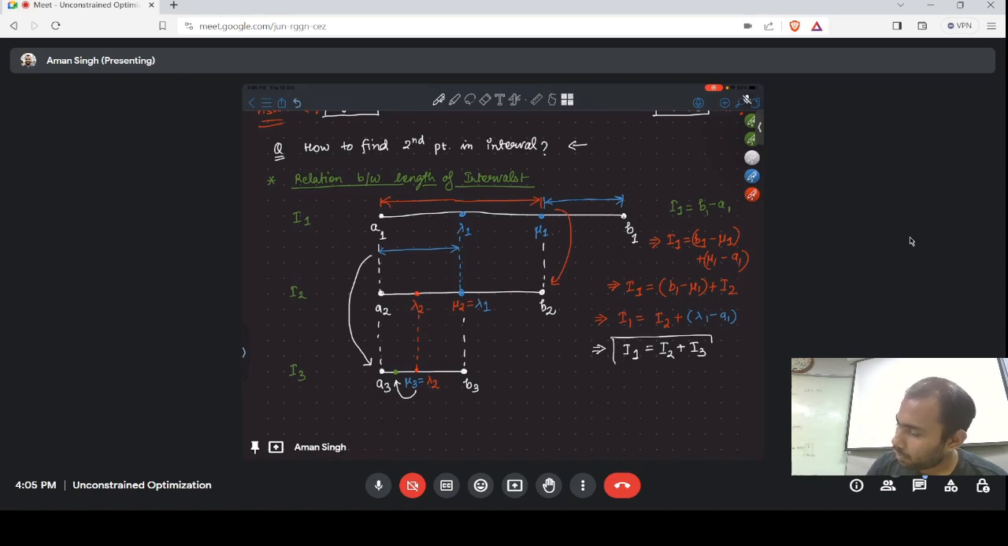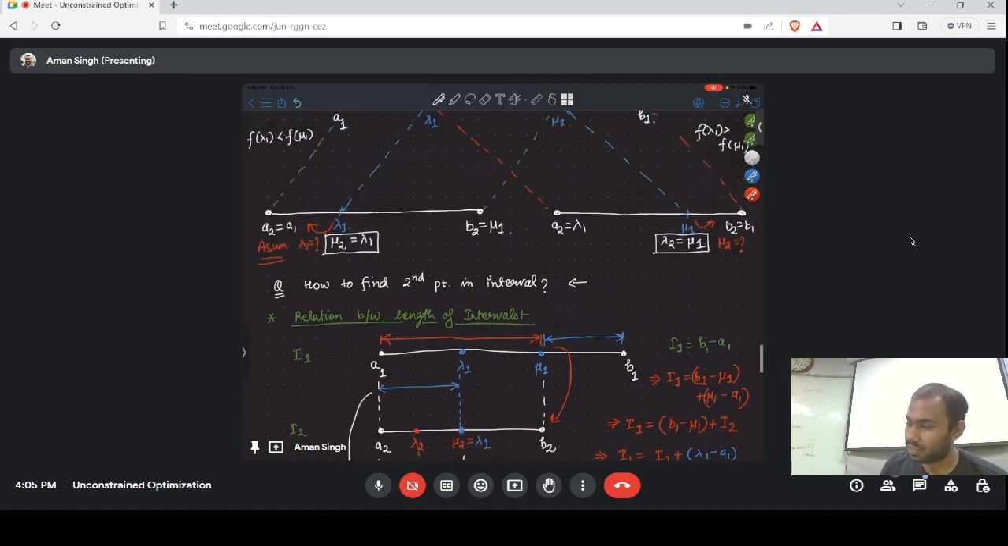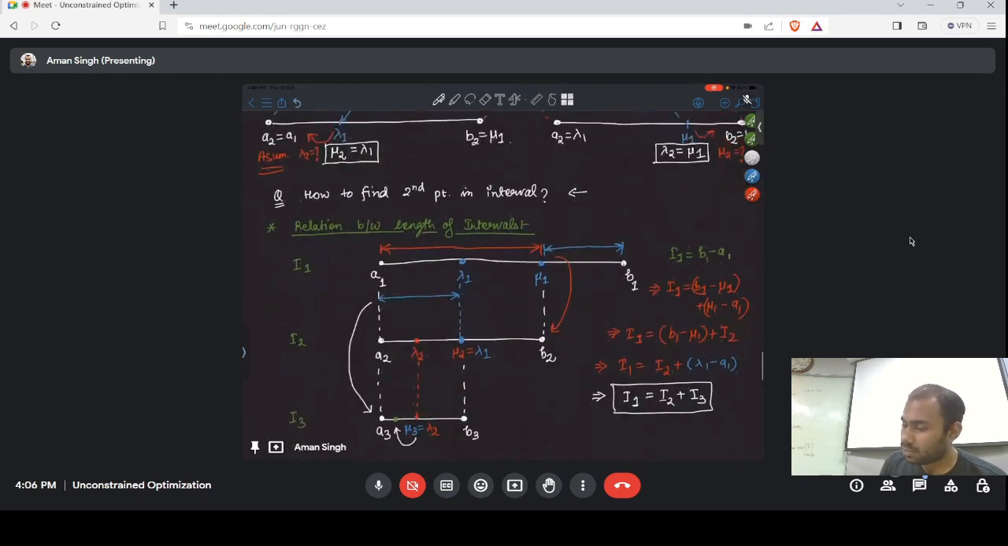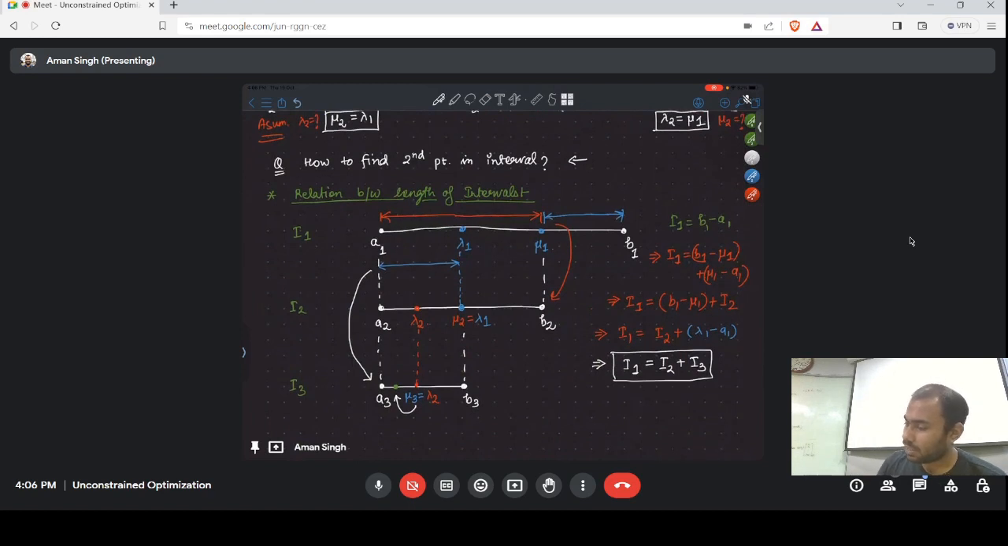So this is a very important relation. So if we assume symmetric conditions like symmetric placement of lambda and mu, and also assume that after each iteration mu2 will become lambda 1 and lambda 2 become mu 1 based on the conditions, then by these two assumptions we can prove that the current length of the interval is equal to the sum of the next two intervals.